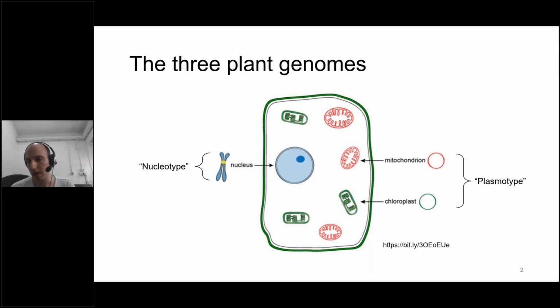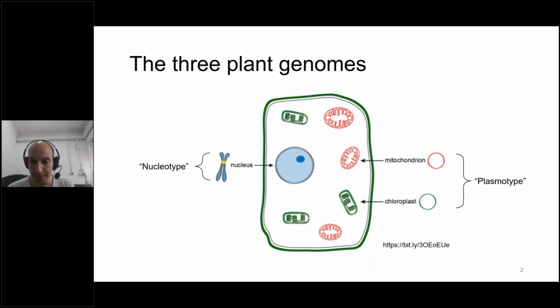We have, on the one hand, the mitochondrial genome, and on the other hand, the chloroplast genome. Both of those genomes maybe carry a much more limited number of genes, but those genes are involved in metabolic processes. And when we talk about chloroplast, they are also involved in photosynthesis. And it was also shown that it actually impacts the phenotype. So the phenotype is not only influenced by the nucleotype, which is the factor normally measured in mapping studies, but it is also influenced by the plasmotype.